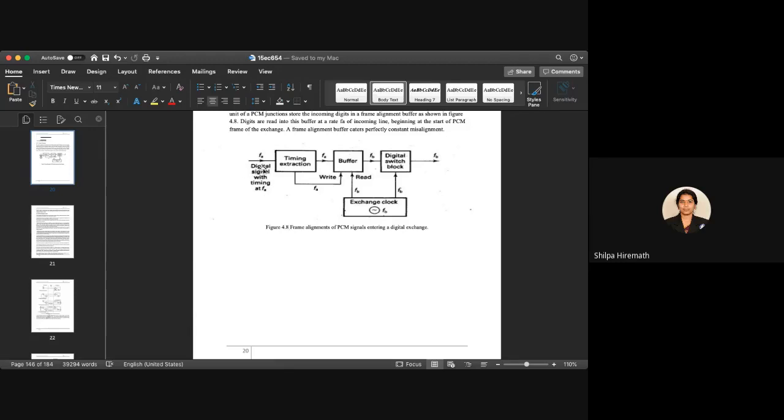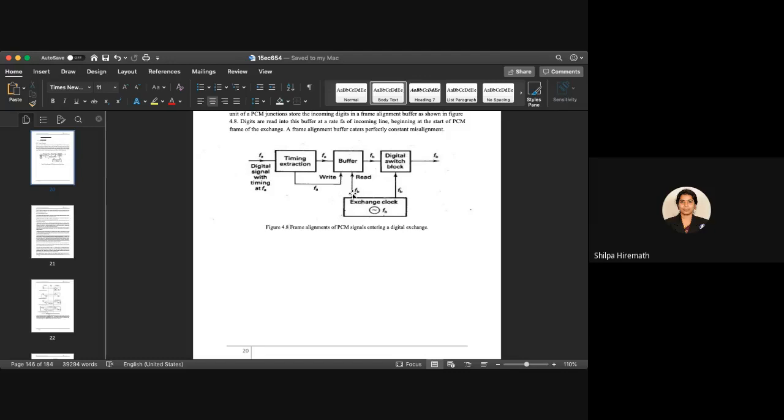Whatever data is entering this particular exchange is stored in the buffer. The rate at which it is entering is FA. The rate at which it is read out, the rate of the exchange, is FB. So these two are used so that there can be a perfect alignment.